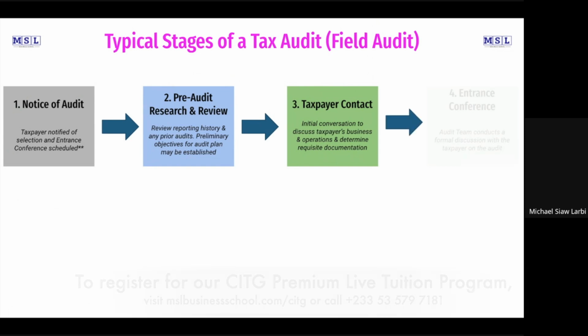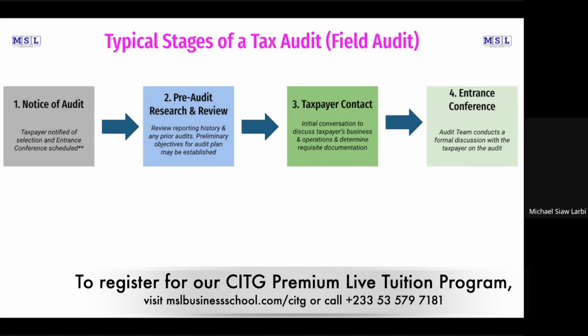Then stage 4 is where you have your entrance conference, right? So you schedule a specific meeting, a formal discussion. Entrance conference, as we'll find out shortly, there's another one called the exit conference, right? Take note, in the exam you could see them say entrance meeting, which is the same thing as the entrance conference, yeah? So this is a meeting you conduct, a formal discussion with the taxpayer on the audit.